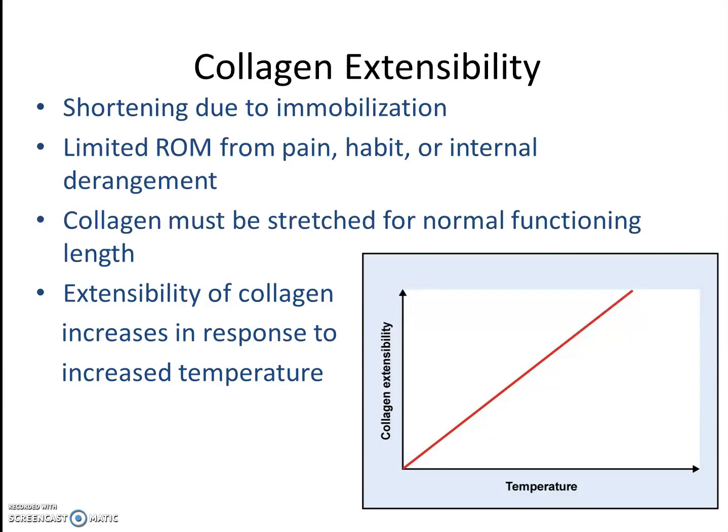Something is blocking the movement within the tissue itself. So tissue can be stretched actually back to its normal length to restore range of motion and restore function. And the way that we do that is through increasing temperature. So you can see as the temperature increases, so does the collagen extensibility of our tissue.